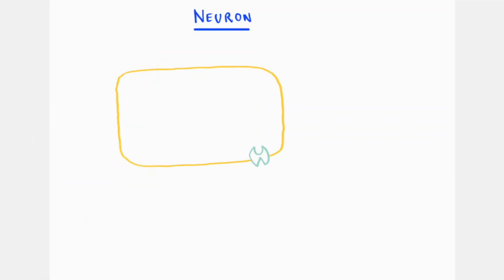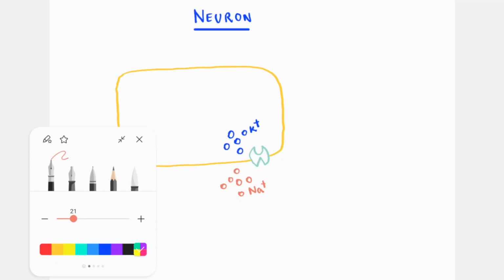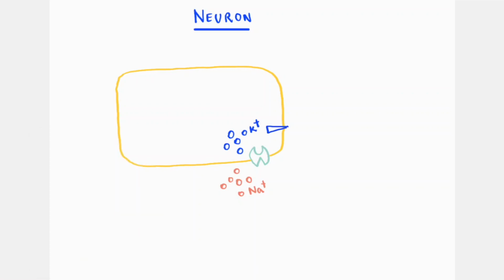Now, if you remember what we talked about last time, there's a large amount of K plus inside, and a very large amount of Na plus outside. They're separated by this barrier. They want to meet, but they cannot because they're separated by a barrier, right? And the concentration gradients, I'll also lay those out. The K plus concentration gradient is directed towards the outside, and the Na plus concentration gradient is directed towards the inside.